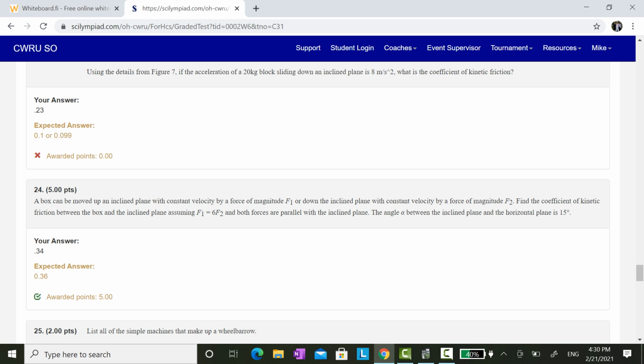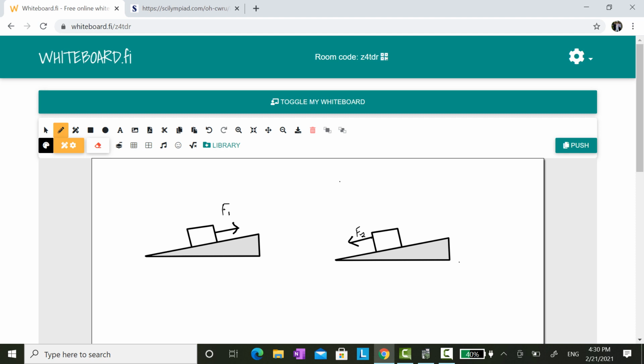So find the coefficient of kinetic friction between the box and the inclined plane, assuming that F1 equals 6F2 and both forces are parallel with the inclined plane. The angle alpha between the inclined plane and the horizontal plane is 15 degrees. So what are we given? We're given this force F1 pulling it up, overcoming friction, and F2 allowing it to come down. We're also given that this is a 15 degree inclined plane, and we're asked to find the coefficient of friction. And we're also given that F1 is equal to 6F2.